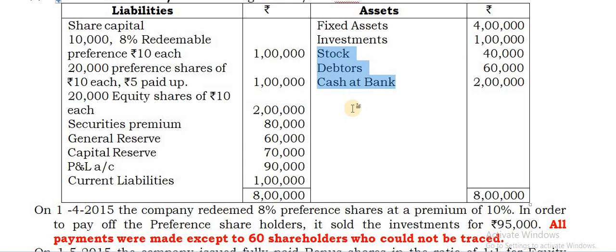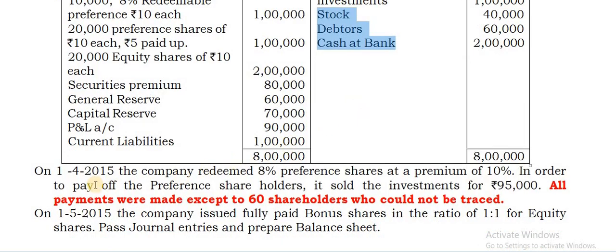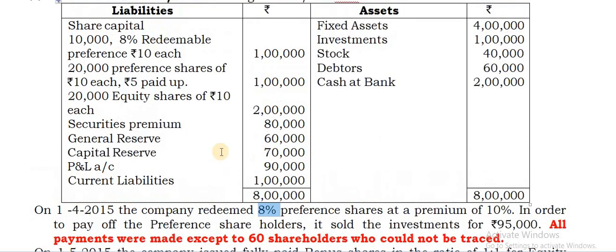Alright. Now what are all the adjustments that we shall see here? You can notice there are dates being given. So whenever dates are given, you have to write these things in the date column without any mistake. The company redeemed 8% preference shares at a premium of 10%. Premium is 10%, redeemed at a premium. So be careful there. Only 8% preference shares are redeemed.